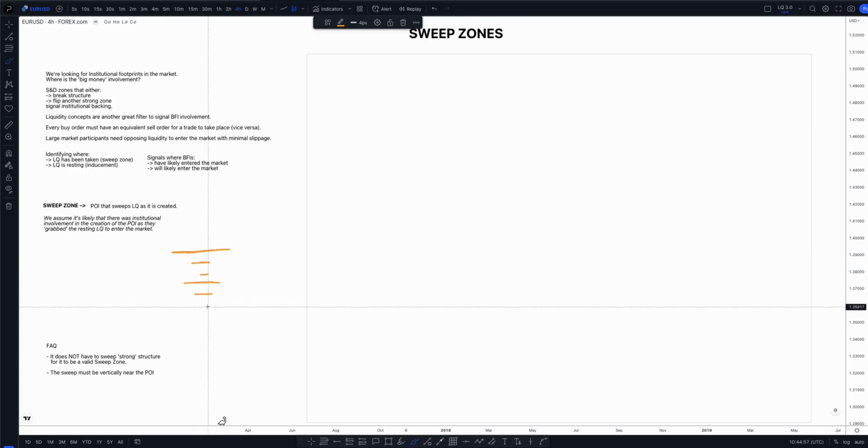If you're someone down here, and you're a big guy, let's say, and you want to buy 10,000 lots, what's going to happen? It's going to quickly absorb all of that supply, and you're probably going to get filled some of your order up here. So large market participants need opposing liquidity to enter the market with minimal slippage. If you want to buy here with a ton of volume, you want a ton of volume to be exactly where you want to buy. You want a ton of volume to be selling to you that you can buy from, so you can transact at this level rather than getting filled all the way up here.